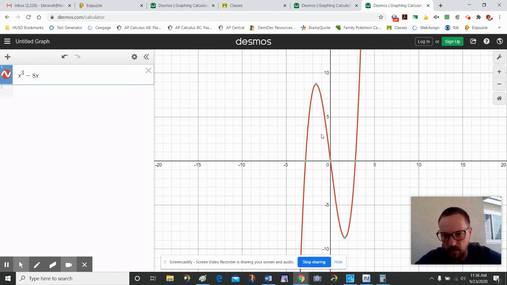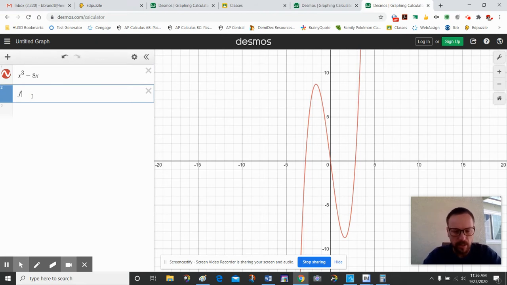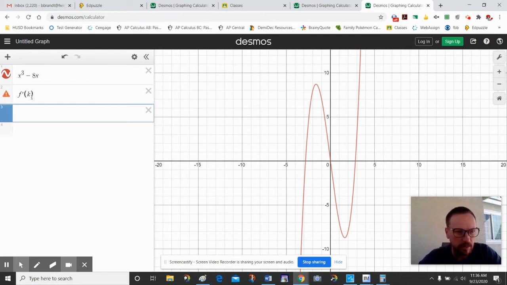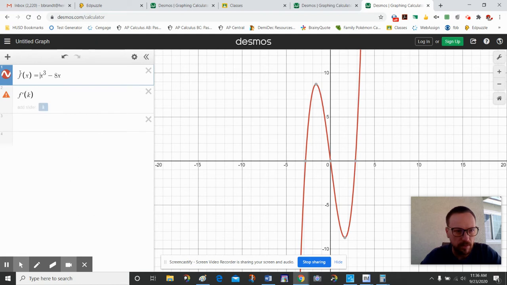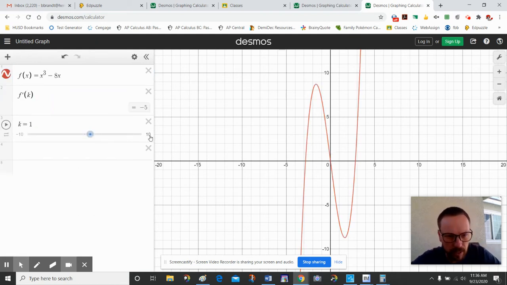All right, so we got that. Okay, so when we go through and we're taking a look at the derivatives, if we were to just use this and say f prime of k, and I'm just using k because f is not a function defined, so we're going to call this f of x equals, okay, so we add a slider. And so what we could do is take a look at what f prime of k is.